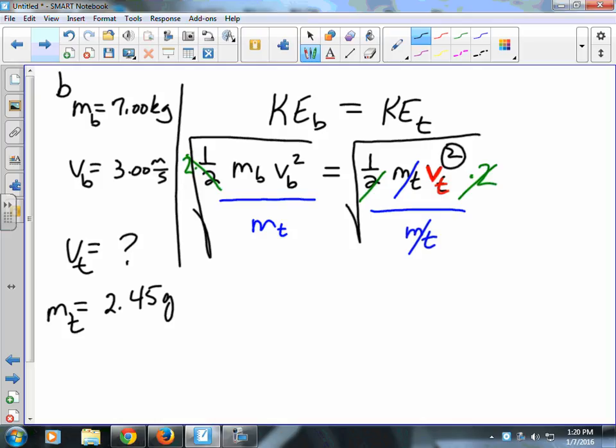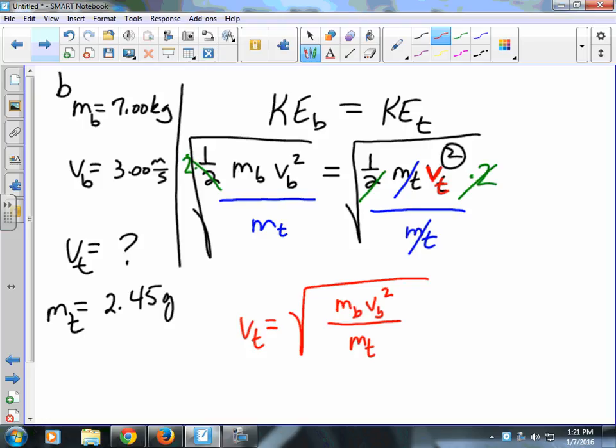Okay, Melissa? Oh, so the mass of the bottom one is in grams and the top one is in kilograms. We're going to have to do a conversion. Good eye. So that just gets rid of the 2 on that side, and we're left with velocity of the table tennis ball on that side. Okay, so let's clean this up. Velocity of the table tennis ball is square root of mass of the bowling ball, velocity of the bowling ball squared, over mass of the table tennis ball. Agreed?